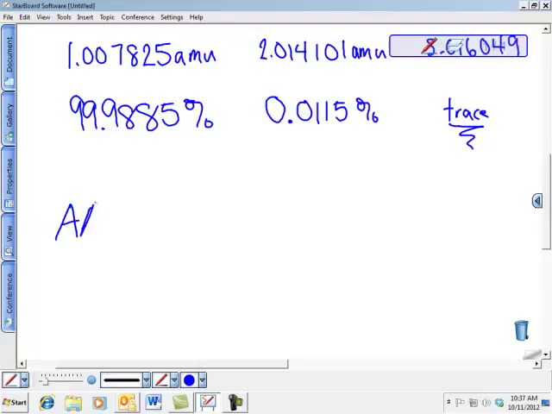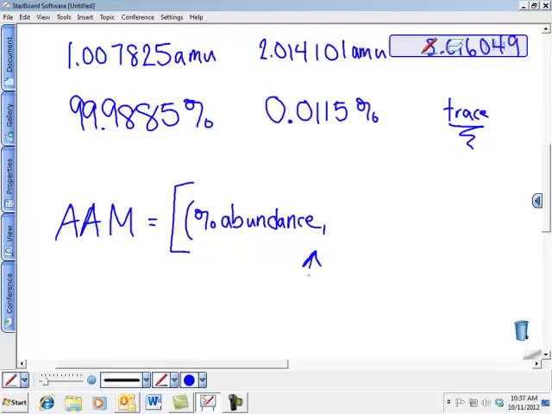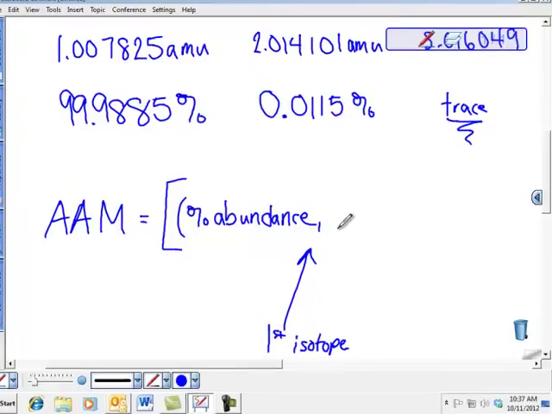The average atomic mass for any element is going to be equal to, you see my big fat bracket? You're going to need that. You're going to take the percent abundance for the first isotope. Notice I'm going to put a little sub 1. That sub 1 means that we're talking about the first isotope. Take that percentage, and we have to change it into a decimal form. So how do you change a percentage into a decimal form? Yeah, divide by 100.